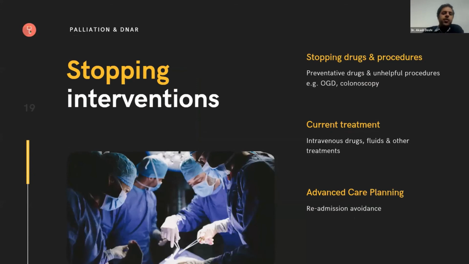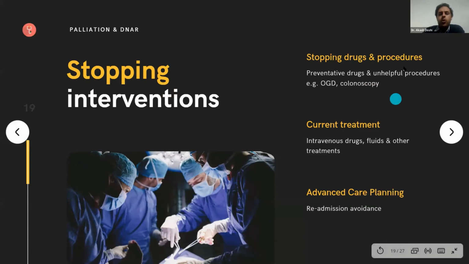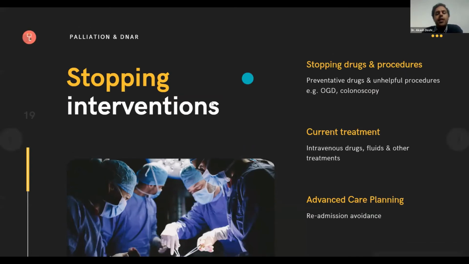Let's talk about each of those interventions in just a little bit more detail. So stopping interventions. Essentially what we want to do is we want to stop medications that may not be helpful.